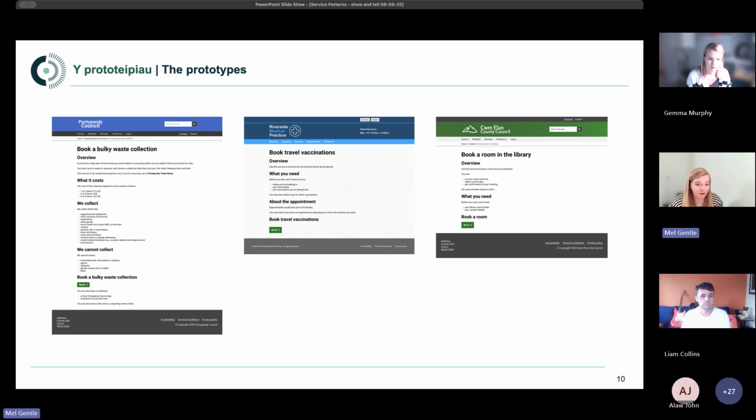So each service looked different. They were provided by different fake organisations, but underneath they all followed a really similar structure, following that booking pattern. During the testing, we mixed up the order that participants saw the prototypes so that we could get a feel for how people reacted to one service and whether that helped them feel more confident with the next.